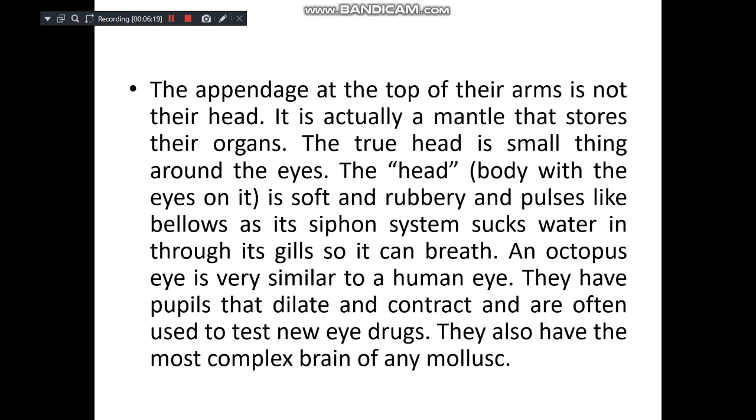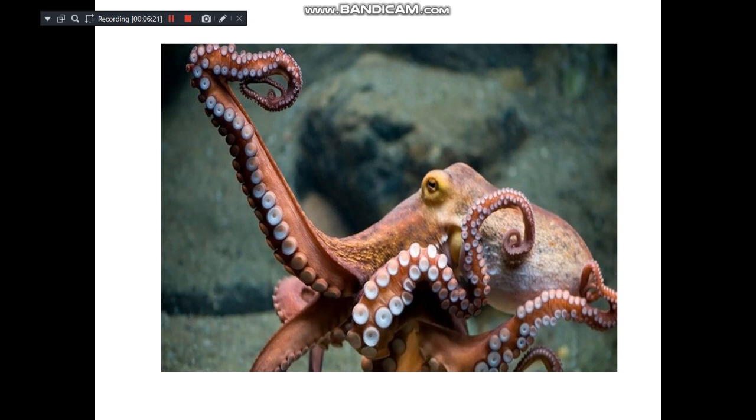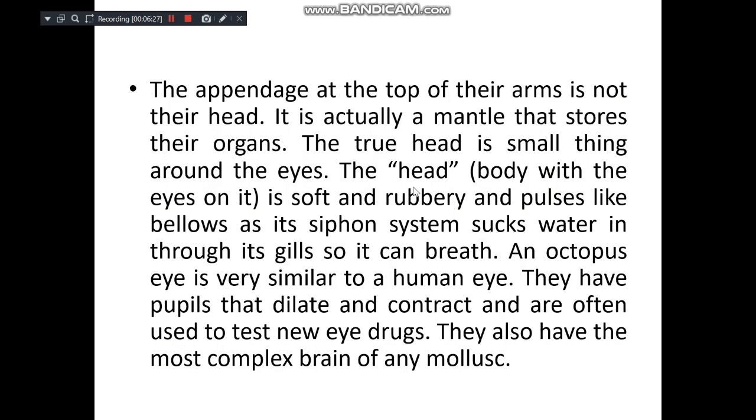The appendage at the top of the arms is not actually the head, but it is the mantle, which stores the organs. Actually, the true head is very small, present around the eyes, and the head is very soft and rubbery.